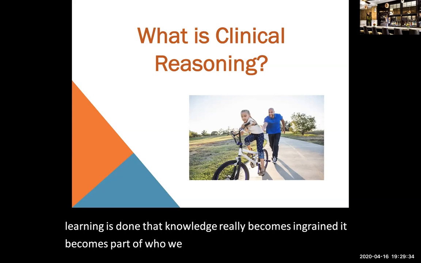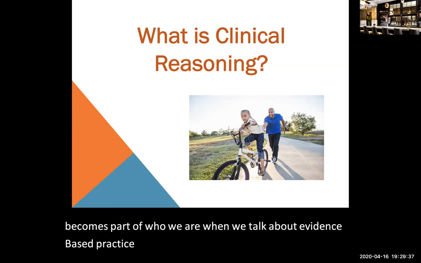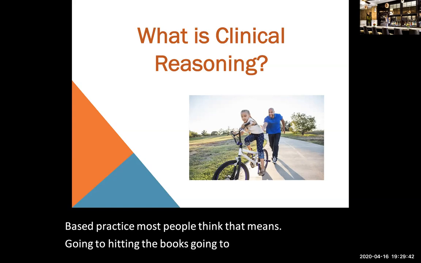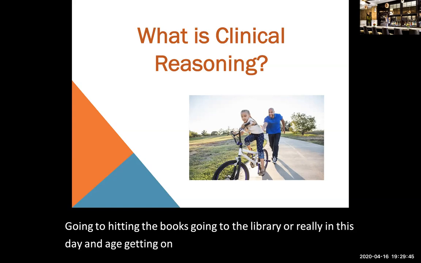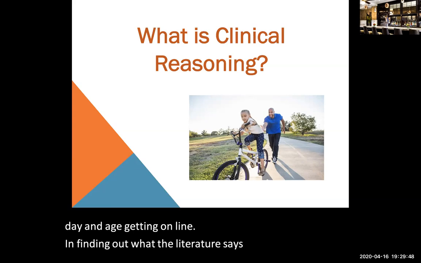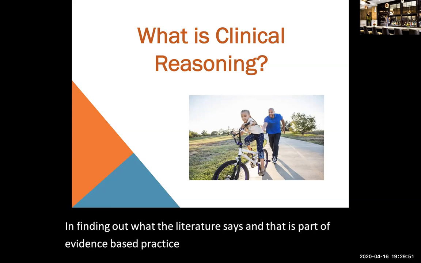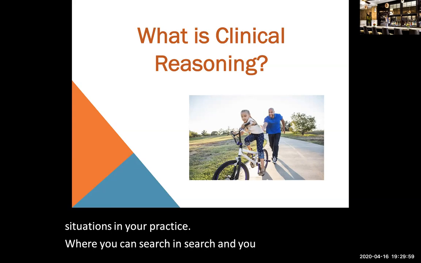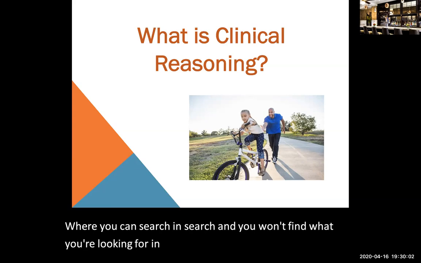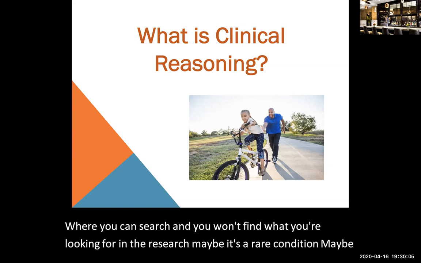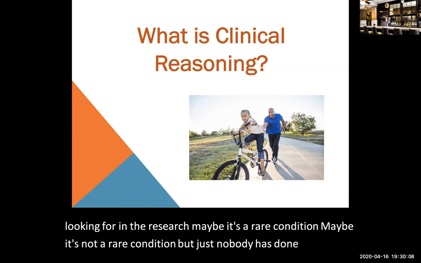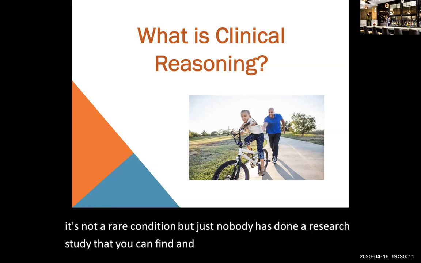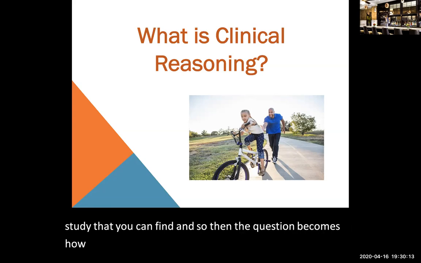When we talk about evidence-based practice, most people think that means hitting the books, going to the library, or really in this day and age, getting online and finding out what the literature says. And that is part of evidence-based practice, but you'll come across a lot of situations in your practice where you can search and search and search, and you won't find what you're looking for in the research. Maybe it's a rare condition, maybe it's not a rare condition, but just nobody has done a research study that you can find. And so then the question becomes, how do you know what to do with that client?